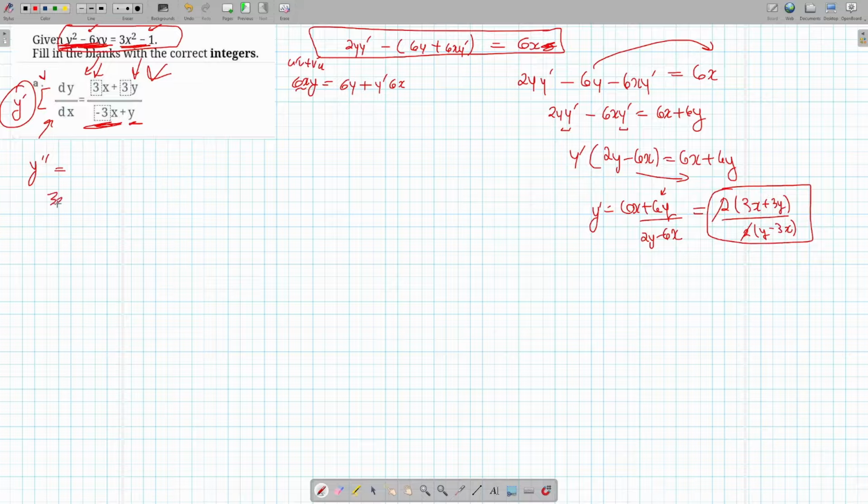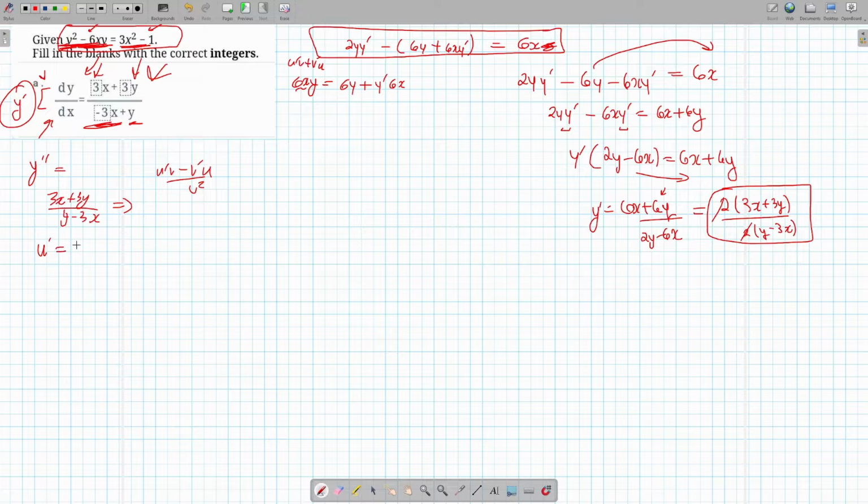So how do you derive 3x plus 3y over y minus 3x? It's quotient rule. It's the derivative of u over v: u prime v minus v prime u over v squared, right? What's u prime? It's the derivative of 3x plus 3y. What's the derivative of 3x plus 3y? 3 plus 3y prime. That is the derivative of the numerator. If it makes your life better, let's find what u prime is and v prime is separately, and then we're going to combine them.